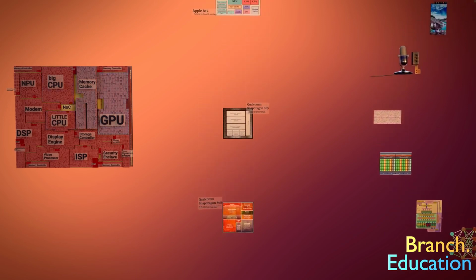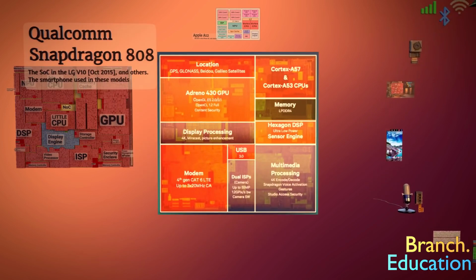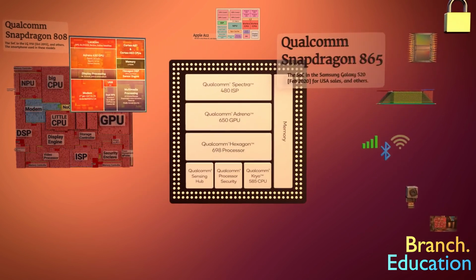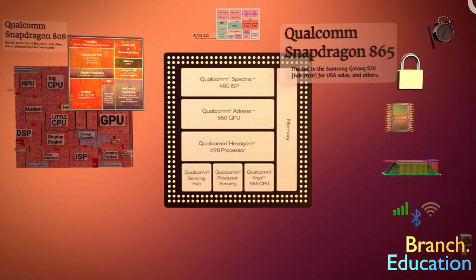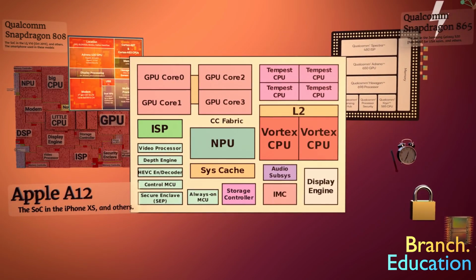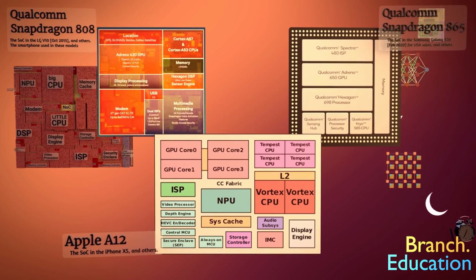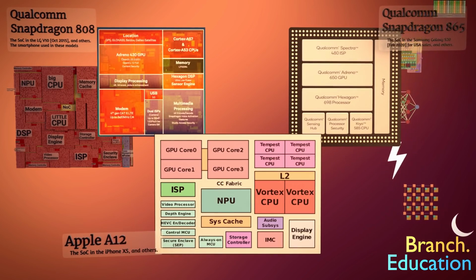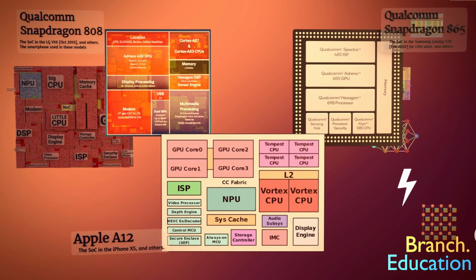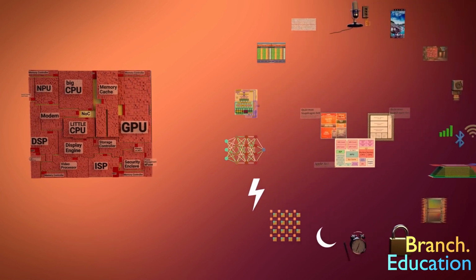One confusing detail is that different generations of SoCs use different marketing names and mix multiple functions into different functional blocks. For example, here's the block diagram of the Snapdragon 808 versus the diagram for the Snapdragon 865. And here's the block diagram for Apple's A12 chip. Each company's marketing team may decide to provide differing block diagrams to try to impress the consumers, which at times can certainly be confusing.